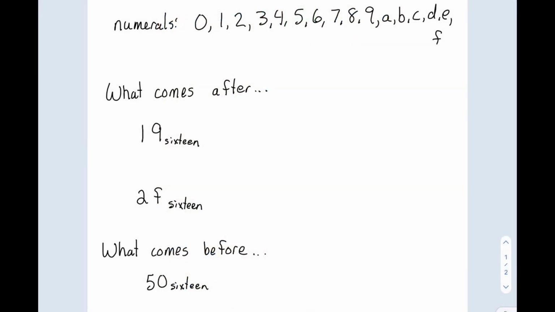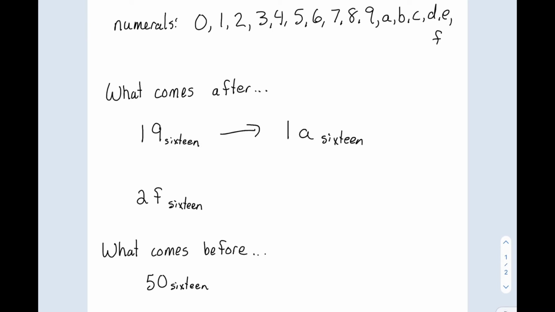Let's try a few examples. Let's look at what comes after the number 1, 9 in base 16. Well, when I look at my list here, after the 9 comes A. So our next number becomes 1A in base 16. It's really hard to get out of the base 10 frame of mind because we always think of rolling over to the next group after 9. But in base 16, we roll over to the next group after F, as in the next example.